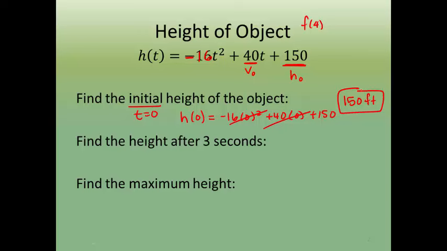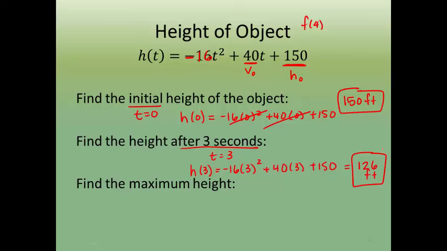What is the height after 3 seconds? Well, that's telling you that t equals 3. So we want h of 3. We substitute in 3. Here's where you're probably going to want to use a calculator. So go ahead and grab it and let's figure out what h of 3 is. I got, after 3 seconds, it's at 126 feet. Did you get that?